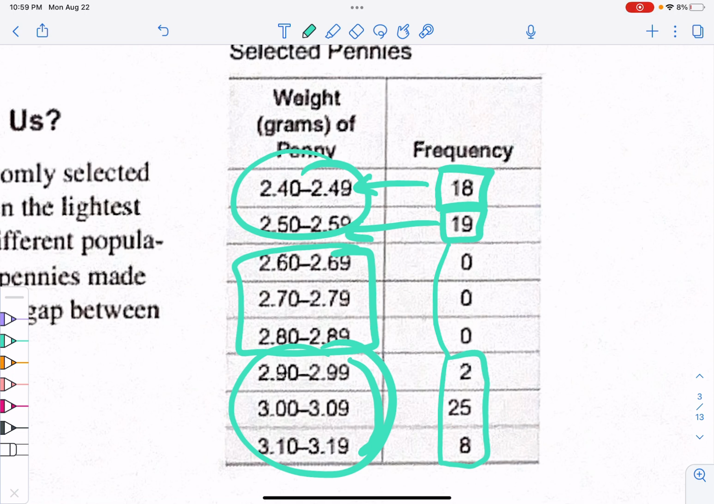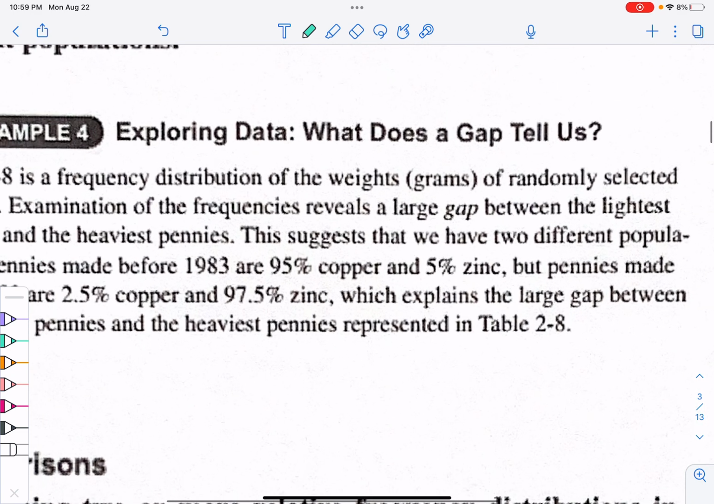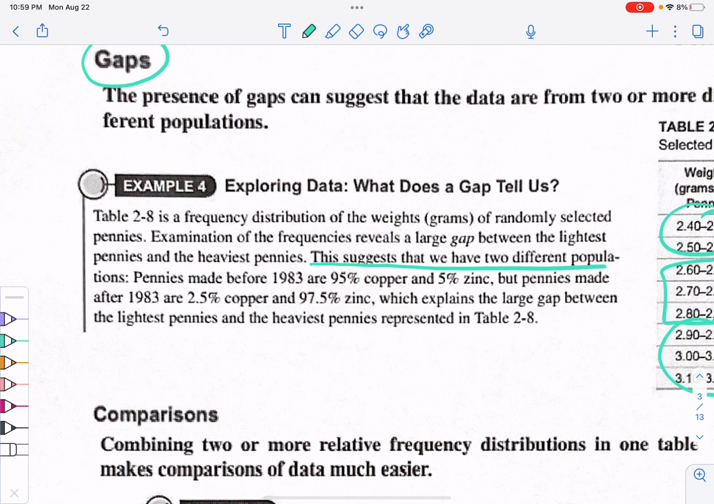And so gaps, a lot of times in a frequency table, will tell us a story, okay? Like how the data was gathered, or when the data was gathered, or something changed to the weight of a penny to make it somehow heavier or lighter over time. So let's read this and we'll see what happens. It says, this suggests that we have 2 different populations. Pennies that were made before 1983, in which case are 95% copper and 5% zinc, and then pennies made after 1983, which are 2.5% copper and 97.5% zinc.